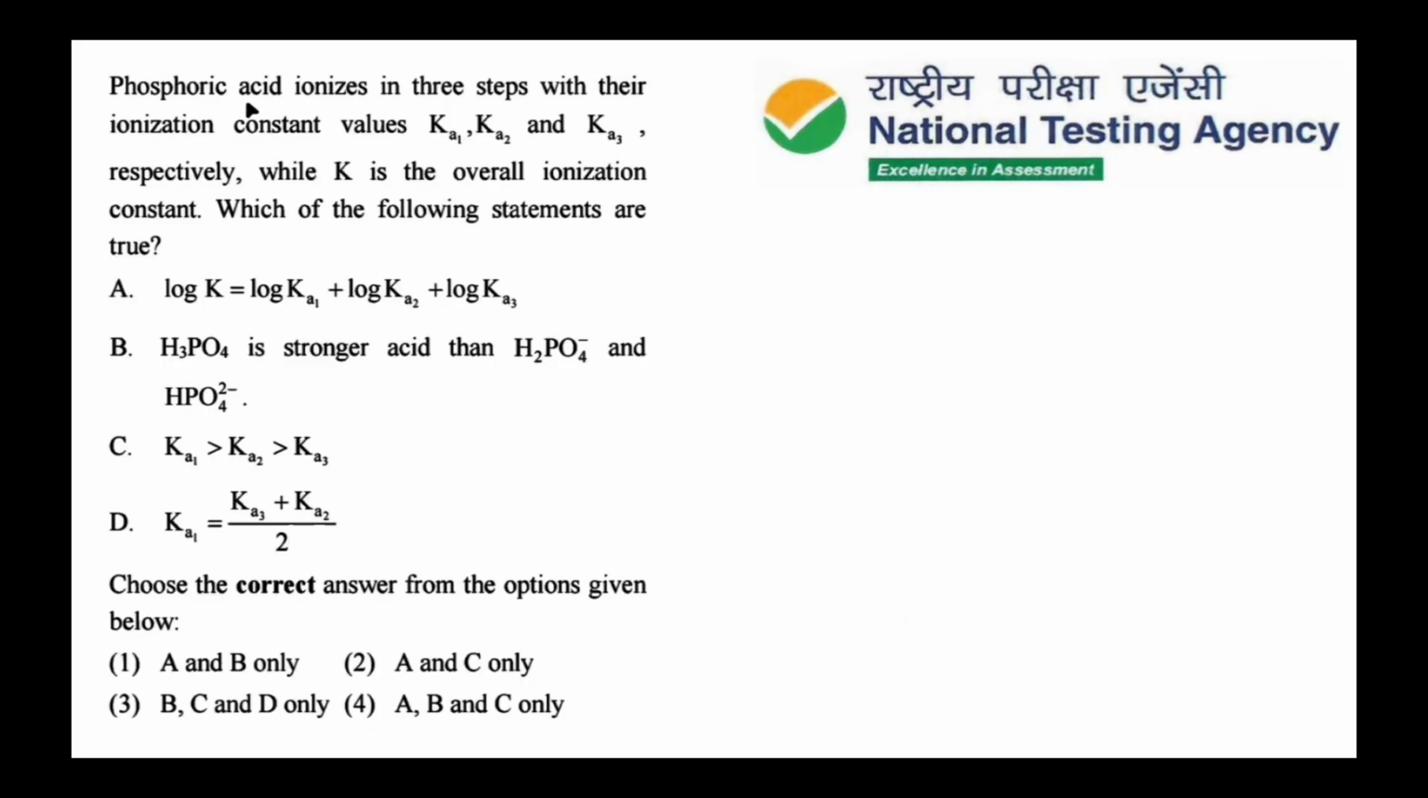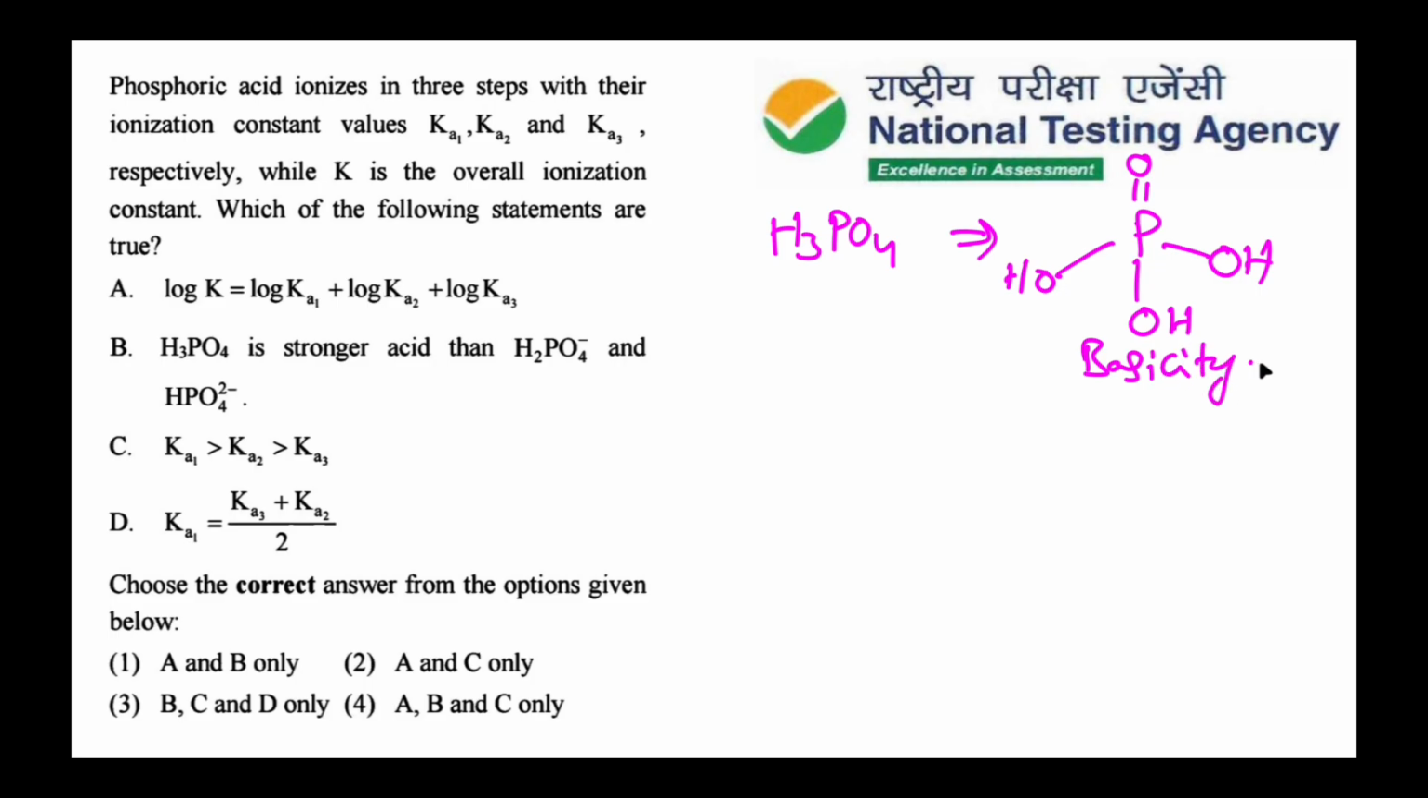The next question is: phosphoric acid ionizes in 3 steps with ionization constant values Ka1, Ka2 and Ka3 respectively, while K is the overall ionization constant. Which of the following statements are true? So phosphoric acid, H3PO4. If you observe the structure of this molecule, it can donate 3 protons. Basicity is 3. All the P-OH bonds, these hydrogens, the most acidic, can be donated.